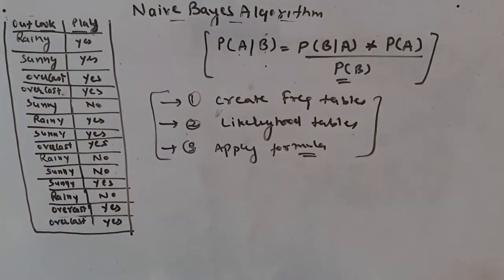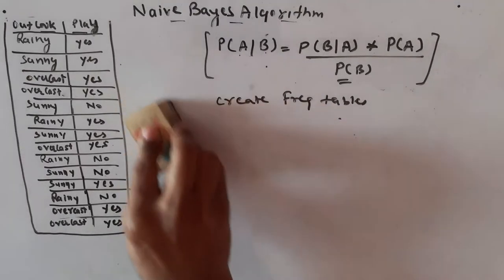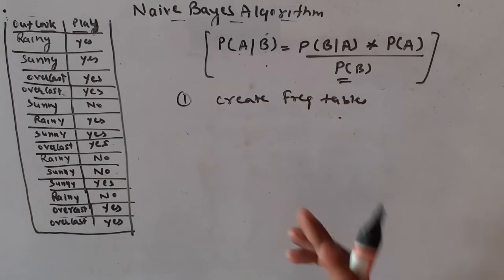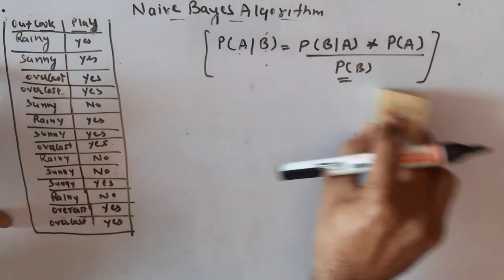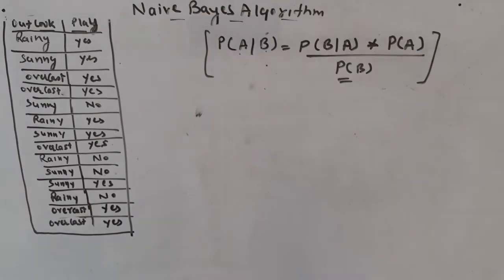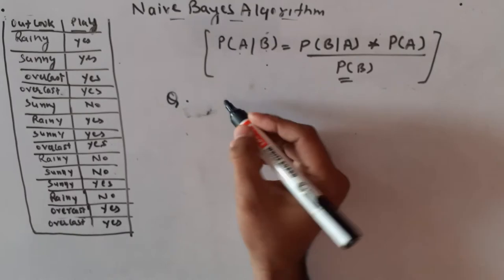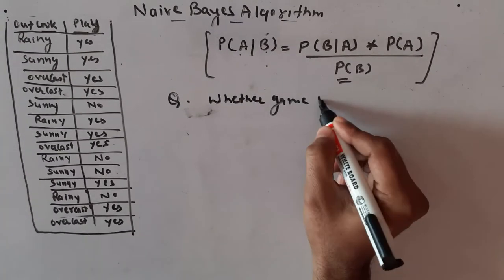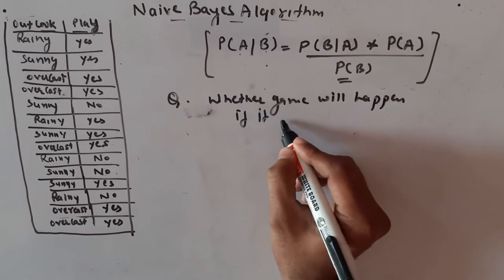This is our given data set. Now let us apply the first step on this. How are we going to create a frequency table for this? Assume this is the historic data given to you, and someone asks us whether the game will happen if the day is sunny or not. This is the question. Suppose we have to predict whether the game will happen if it is a sunny day.